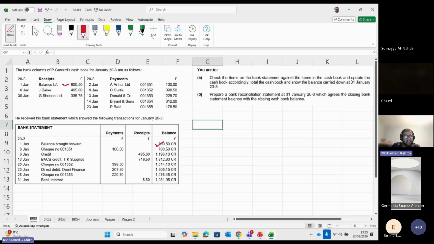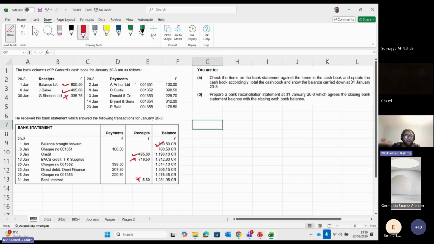Let's work on them. Can you see here J Baker 495.60, and this amount says credit there. That means it's been credited to the bank account, so that is absolutely fine. But that one is not there. So is TK Supplies, and then the bank interest. They both are not showing there, so we could not do anything with them. What we need to do is update the cash book with them. We will get there in a minute. How are we going to do that?